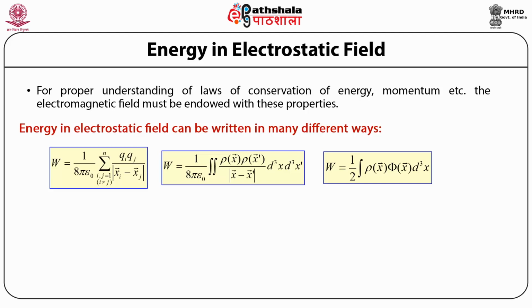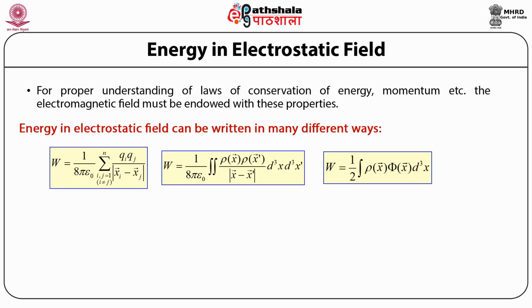The reason we have written 1 upon 8 pi epsilon naught is to ensure that we do not go over the summation twice. Another way of writing this expression is by converting to charge densities. If instead of point charges we have charge densities confined in a volume, then the work done, or the energy of the electrostatic field, is given by 1 upon 8 pi epsilon naught times a double integration: one over the charge density rho of x and the volume element d cube x, and the other over rho of x prime and d cube x prime, over modulus of x minus x prime.